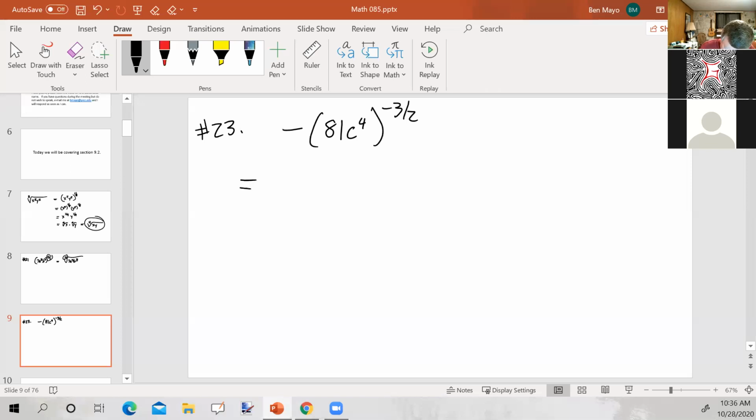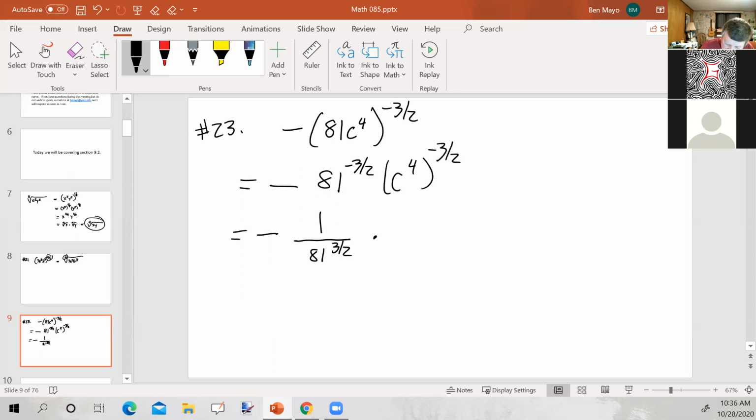This is going to be equal to negative 81 to the negative 3/2 power, c to the 4th to the negative 3/2 power. Okay? Now, this is equal to negative 1 over 81 to the positive 3/2 power times 1 over c to the 4th to the positive 3/2 power. So by doing that, I got rid of the negative exponents.